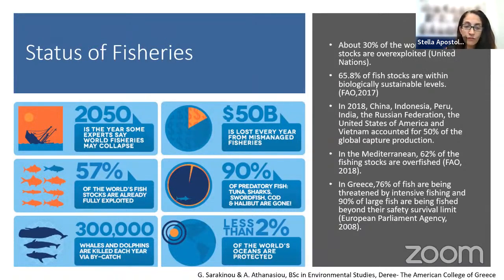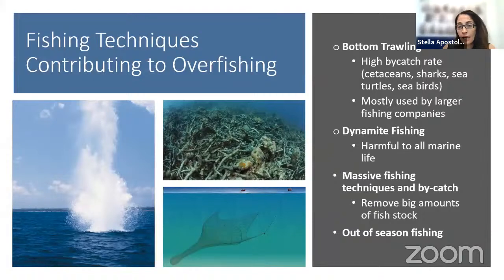300,000 whales and dolphins are killed each year via bycatch, meaning accidentally and not targeted. So this is a huge number. And 90% of predatory fish like tuna, sharks, swordfish, cod are gone. So this means that we are left with only 10% of those species. And on the other hand, only 2% of the world's oceans are protected through marine protected areas. So this is something we should do something about.